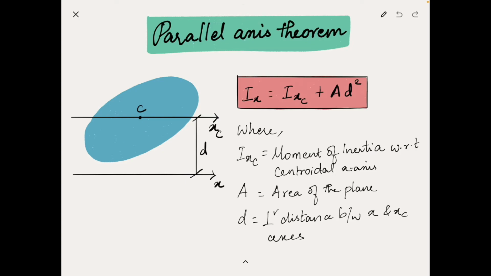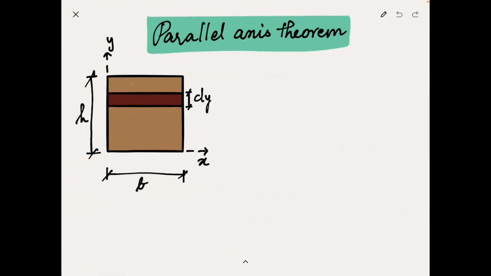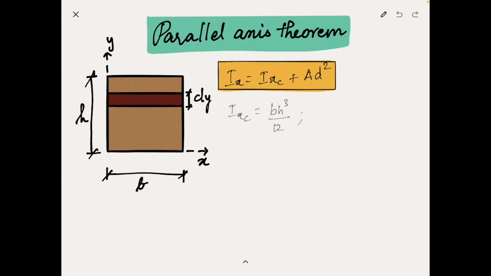Let us apply this theorem to the previous example where we consider the reference axis along the edge of the rectangle, and let's see whether we get the same answer as before. So here is our rectangle, and according to the parallel axis theorem, we have Ix is equal to Ixc plus Ad square. We know that Ixc is equal to bh cube divided by 12. Again, the moment of inertia along the centroidal axis is available all over the internet and in mechanics textbooks. The area of the cross section is b times h.